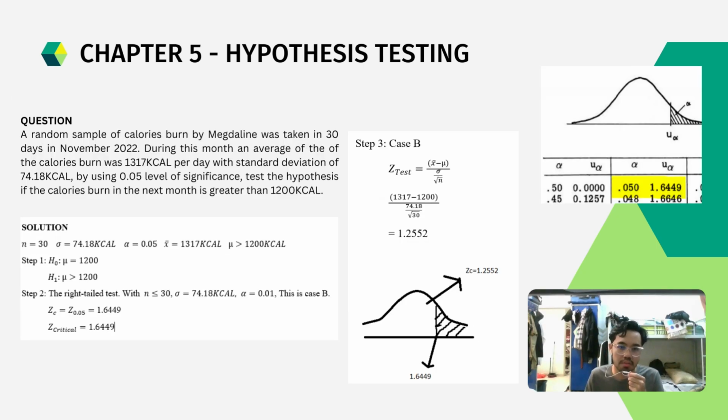So this is the question that came up for chapter 5. A random sample of calories burned by Magdalene was taken in 30 days in November 2022 during this month. An average of the calories burned was 1317 kcal per day with a standard deviation of 74.18 kcal. By using 0.05 level of significance, test the hypothesis if the calories burned in the next month is greater than 1200 kcal. So the solution for this question I successfully built.